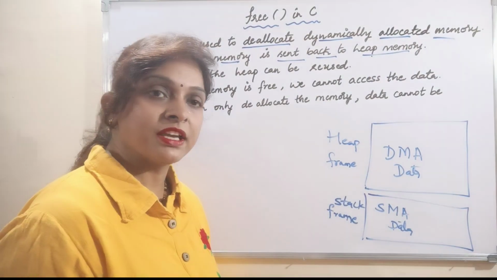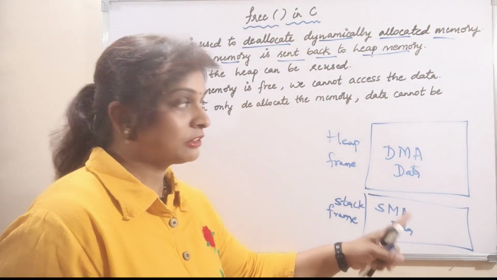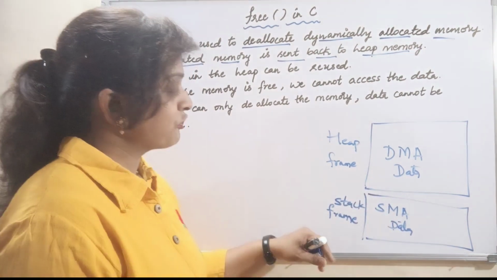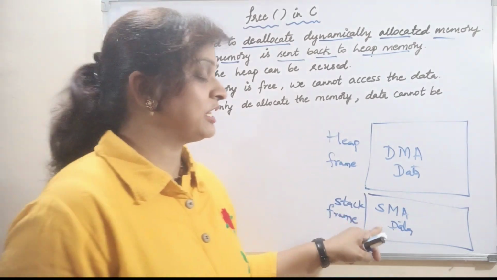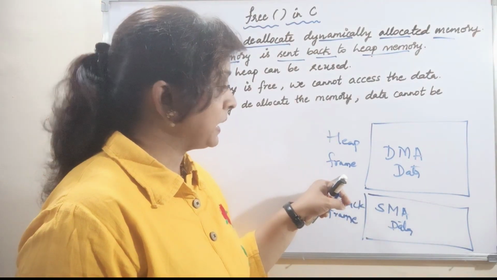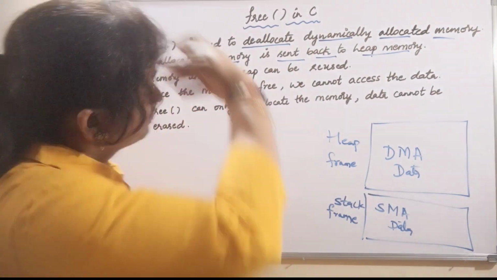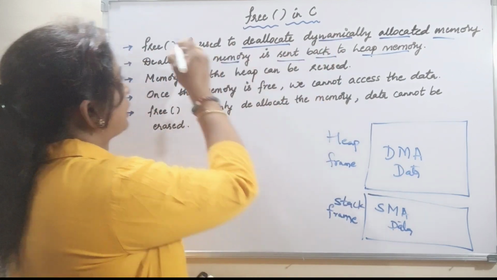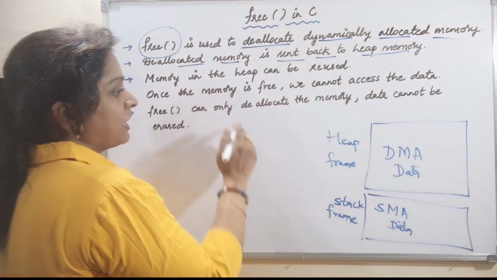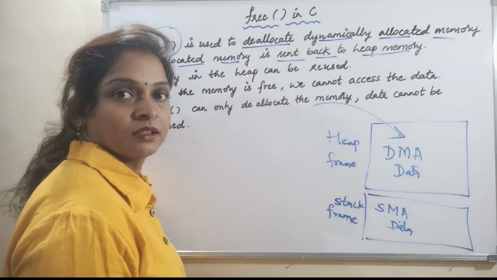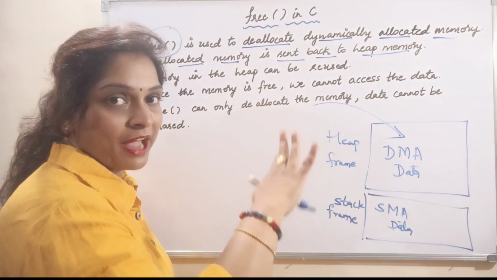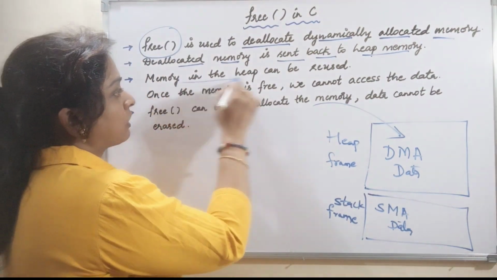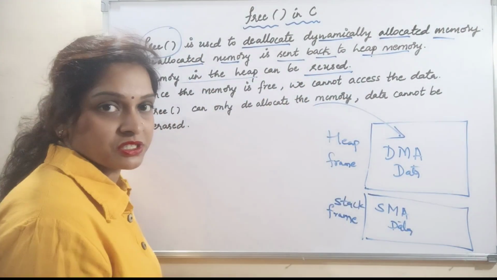The pointer that we create will be in the stack only, but the location that it is going to point to will be in the heap frame. Stack frame usually deals with static allocation and the heap frame deals with the dynamic allocation. Once we deallocate using free, that memory is sent back to the heap memory once again, and that memory that we have in the heap, we can reuse it.